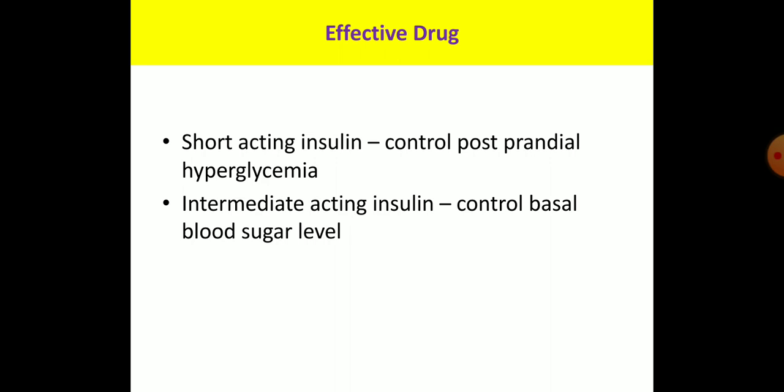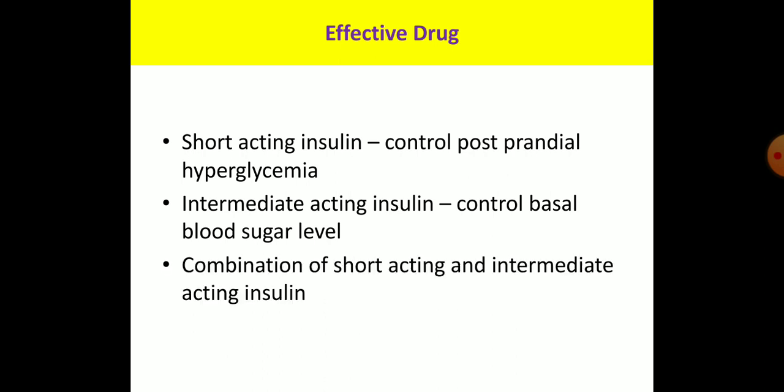Fine. So for basal blood sugar, intermediate acting insulins are helpful because their duration is around 20 to 24 hours, and they will control the basal blood sugar level. But we want to achieve both, and that's why both of these preparations should be given simultaneously. So the ideally effective drug is a combination of short acting and intermediate acting insulin.